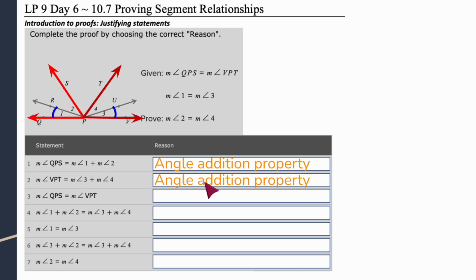I didn't really need to know any information other than just seeing the diagram to be able to use these two. Okay. The next piece they give me, QPS is equal to VPT. Well, that is given.